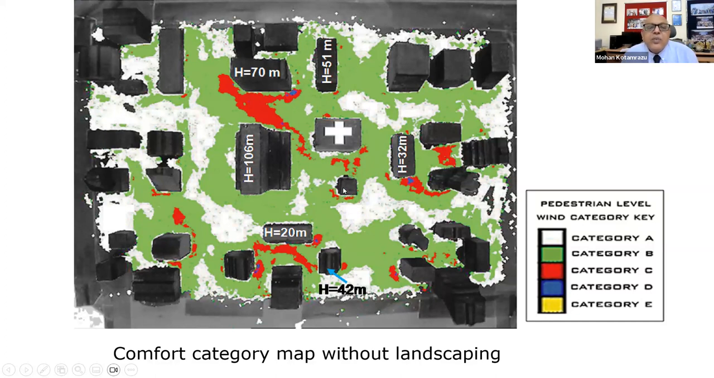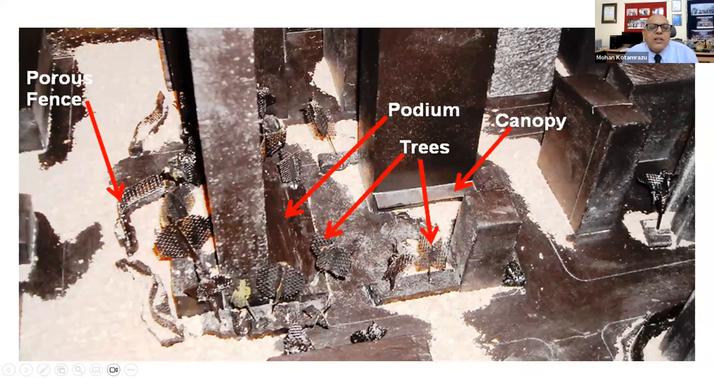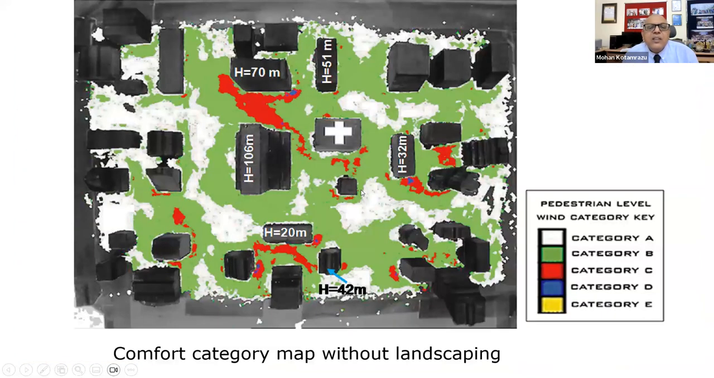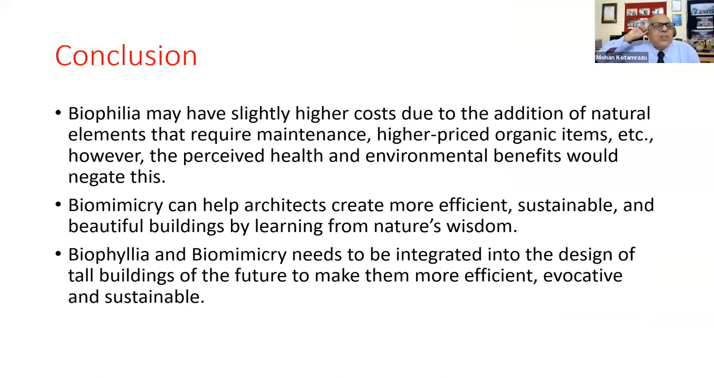So if you use landscaping, see here, these are the trees which I made, and fences and all. The effect of this you can see here: the blue patches are gone, and the reduction in the red patches shows the horizontal winds can be easily controlled by landscaping around many of these tall buildings. Okay, so I'm coming to the end.